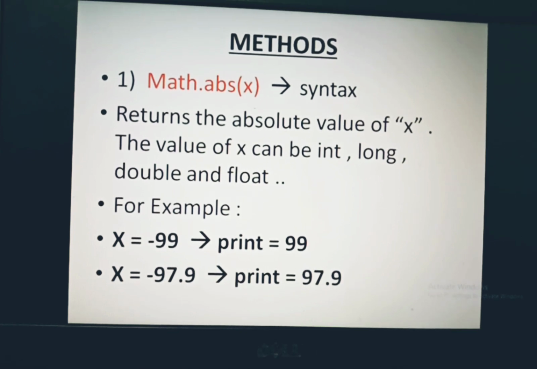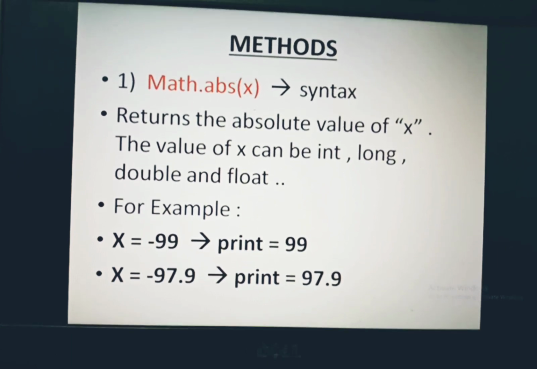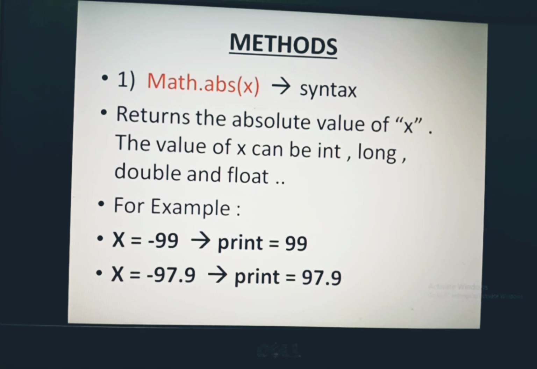For example, if I put the value of x as minus 99, then the output will be 99. It will simply remove the sign, maybe a sign of minus or plus, and print the number itself. If the value of x is minus 97.9, then it will just print 97.9. Okay, now let's move to the second method.